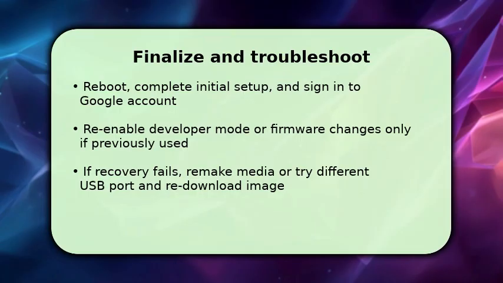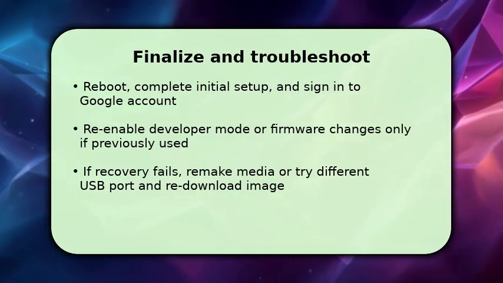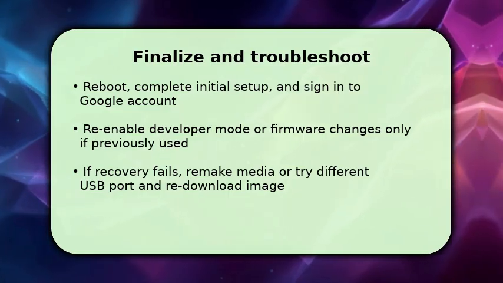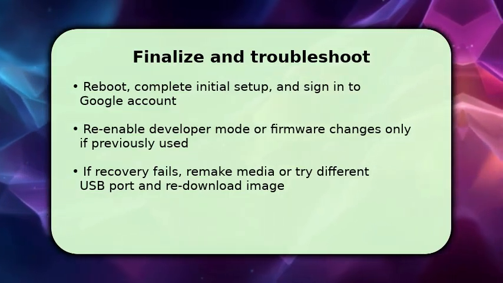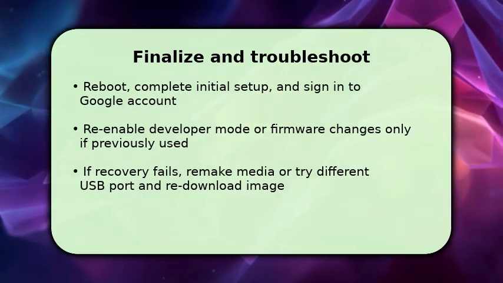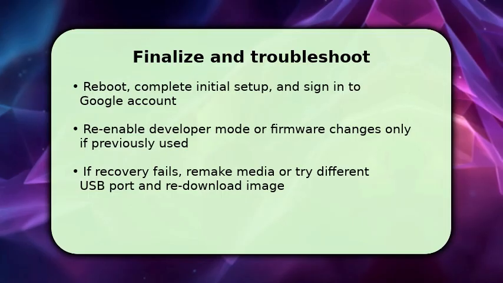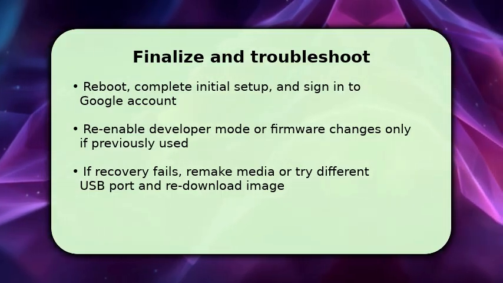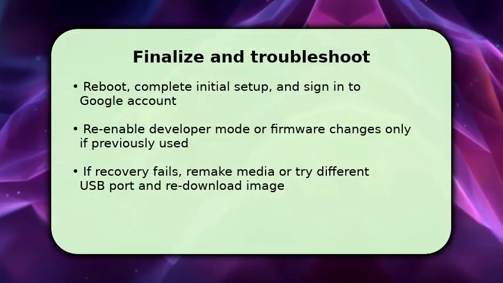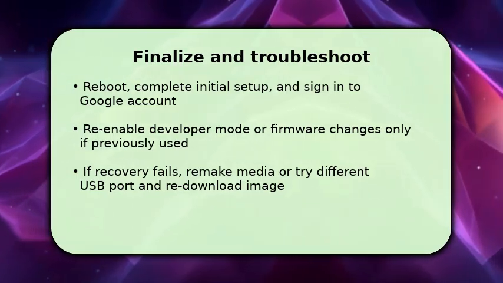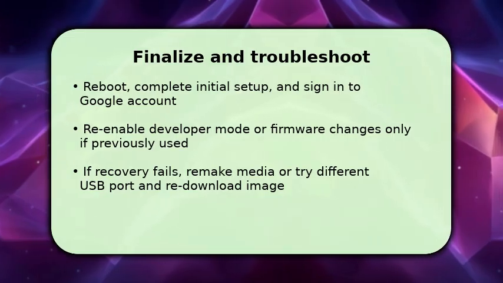If you previously used developer mode or custom firmware, restore or update those deliberately, otherwise leave stock firmware for stability. If the Chromebook won't accept the recovery media, make sure the USB/SD is rewritten and try another port or card. Corrupted downloads are common, so re-download the image and recreate the media. If errors persist, note any error codes and retry from a fresh media on a different computer.